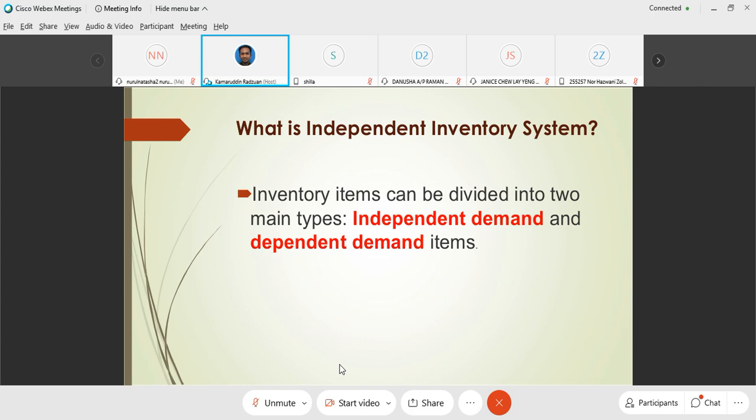So what is an independent inventory system? Inventory items can be divided into two main types, independent demand and dependent demand items.